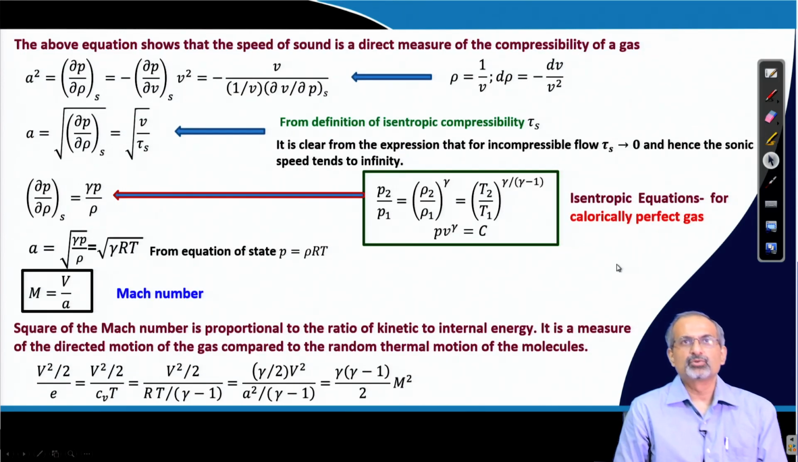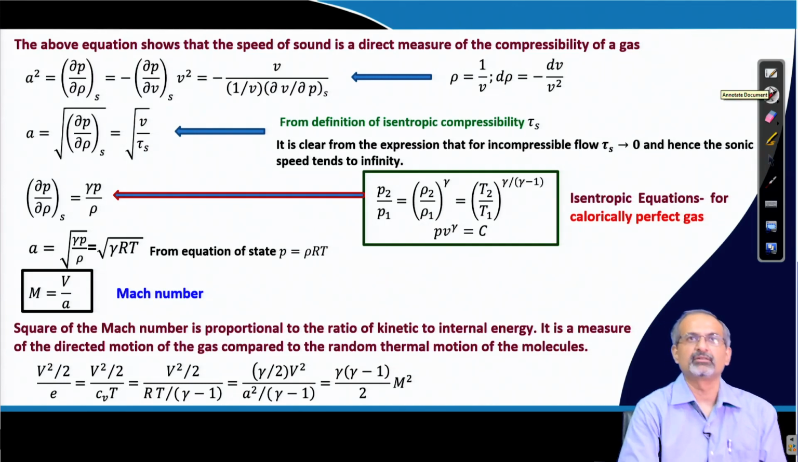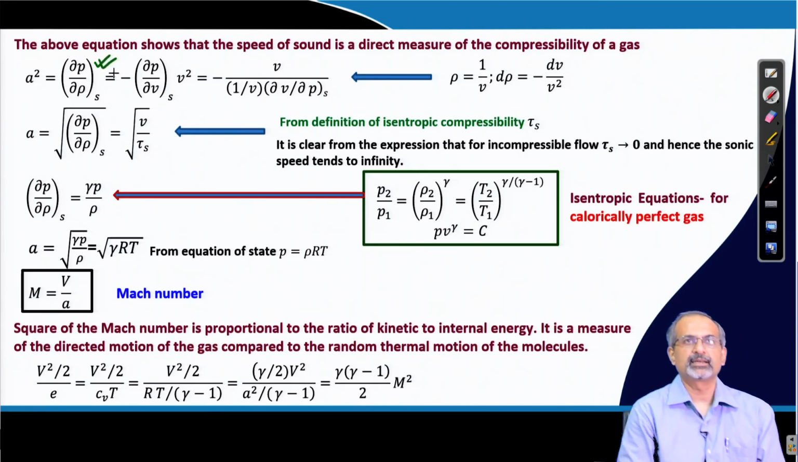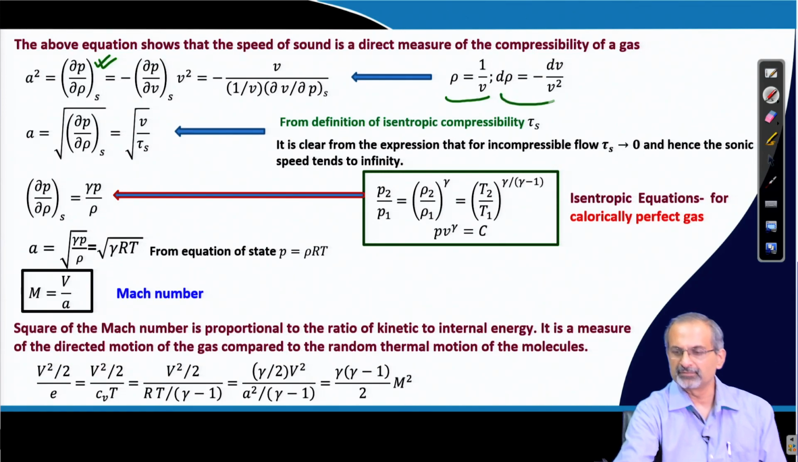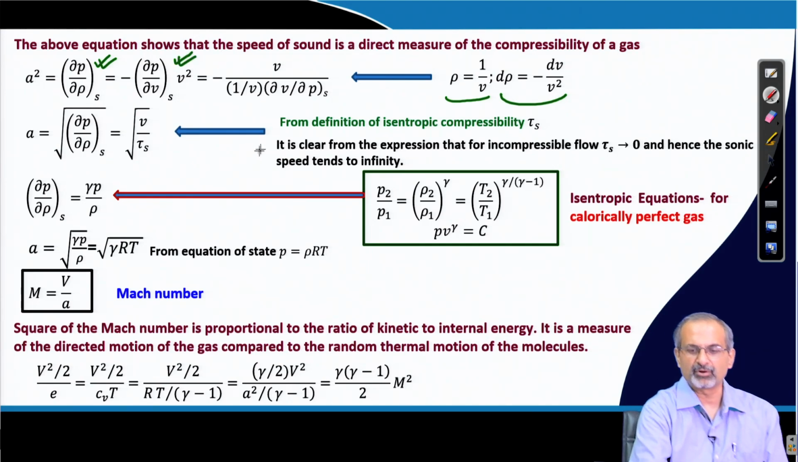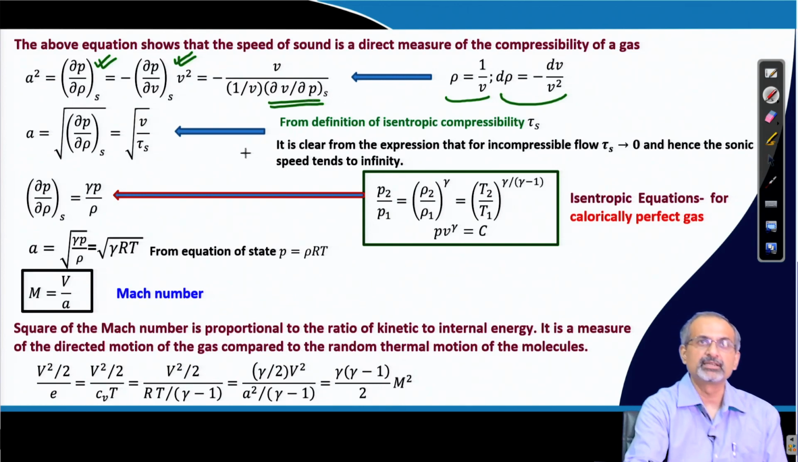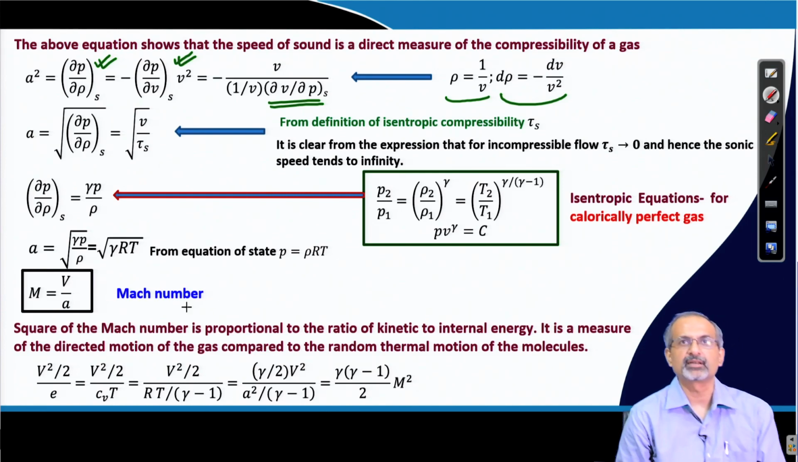So, the above equation shows that the speed of sound is a direct measure of the compressibility of the gas. Let us elaborate on this concept. So, we have written this. We are talking about pressure change and density change being linked with each other. Remember that density is the inverse of specific volume. If you take a differential, you will get this. When you plug that into this equation, you will get this form, and there comes your partial derivative of V with respect to P. That means change in volume with respect to change in pressure, and we are talking about compressibility here basically.